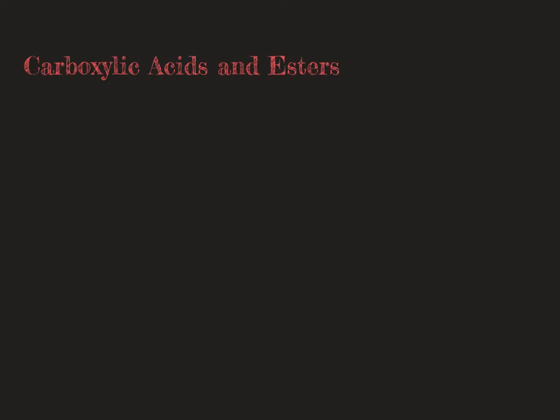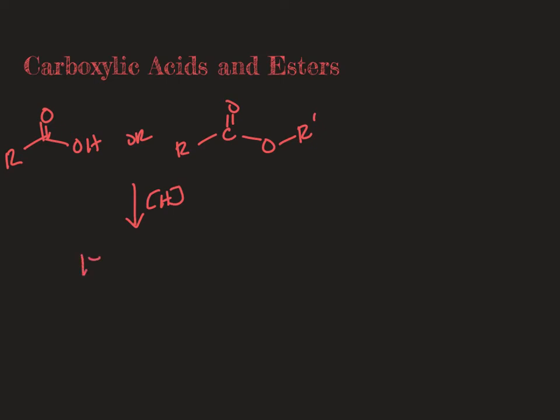The next set of carbonyls that we're going to look at is the carboxylic acids and esters. In a carboxylic acid, we have an R group on one side of the carbonyl, an OH group on the other. In an ester, we have an R group on one side, and an oxygen with another R group on the other side. Either of these, if we do a reduction, we're going to end up with a primary alcohol.